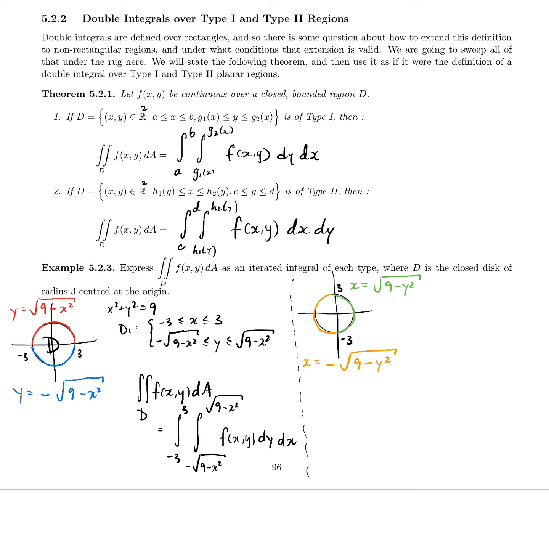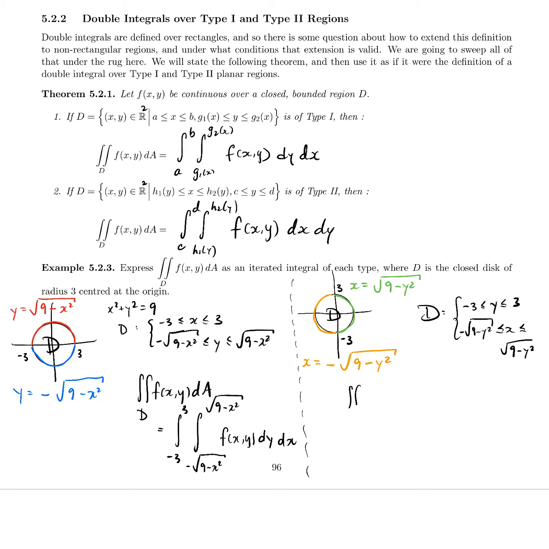And so that region D, I called it D1 for the first time. I'm not sure why. That should just have been D. That region, which is still D, is described in a type 2 fashion. So minus 3 is less than or equal to y is less than or equal to 3. And then the negative root of 9 minus y squared is less than or equal to x is less than or equal to the root of 9 minus y squared. There it is as a type 2 region.